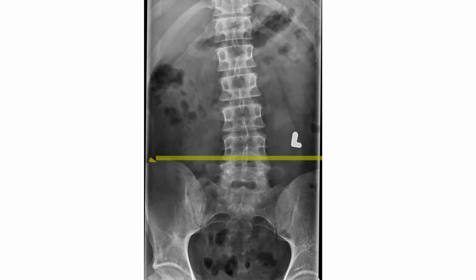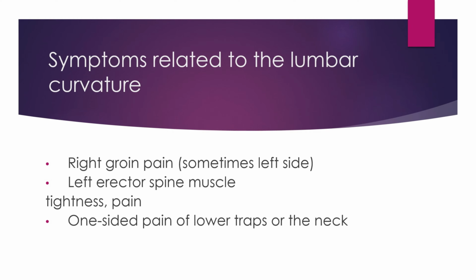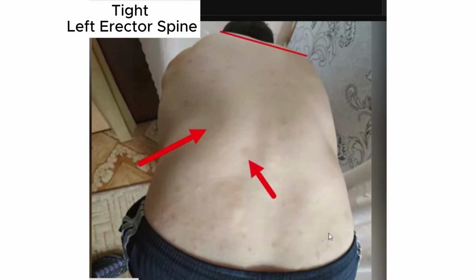Usually, scoliosis and pelvis tilt will have the following symptoms. It's very conditional, but one-sided groin pain, one-sided lower back pain. Usually one half of the spine will be more tight. Traps and neck can be involved as well.